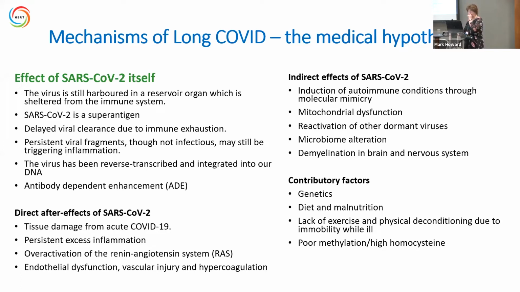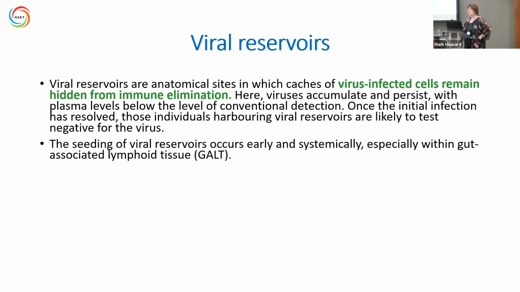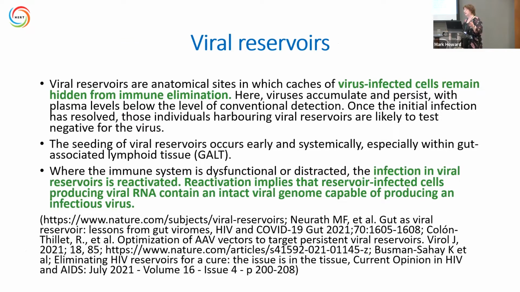So let's have a look, first of all, at the effect of SARS-CoV-2 itself. And we'll start with viral reservoirs, which I think a couple of people have mentioned already. These are places in the body where virus-infected cells can remain hidden from immune elimination, particularly within the gut and gut-associated lymphoid tissue. All the time that the immune system is really working well, these viral reservoirs will remain dormant. But the minute that the immune system is under-functioning for whatever reason, then there can be reactivation of any of these viruses in the viral reservoirs.